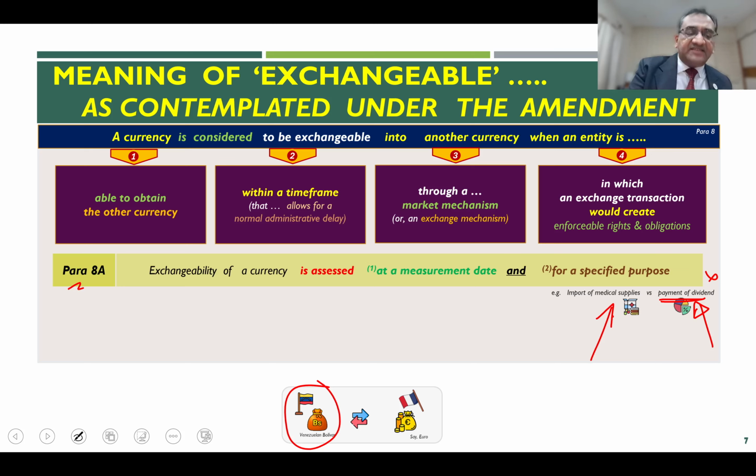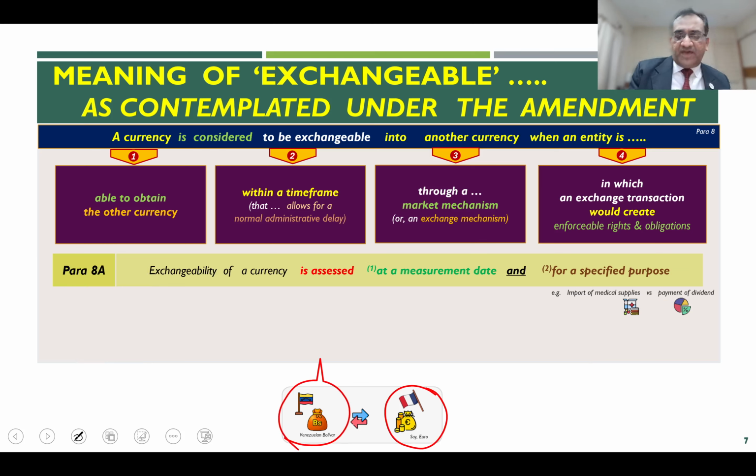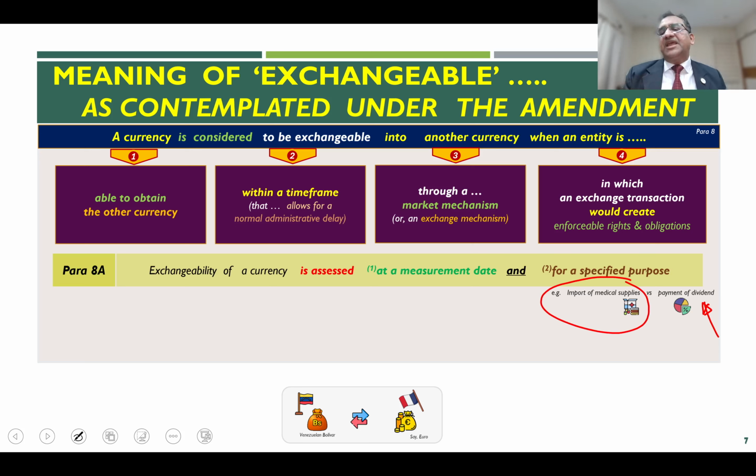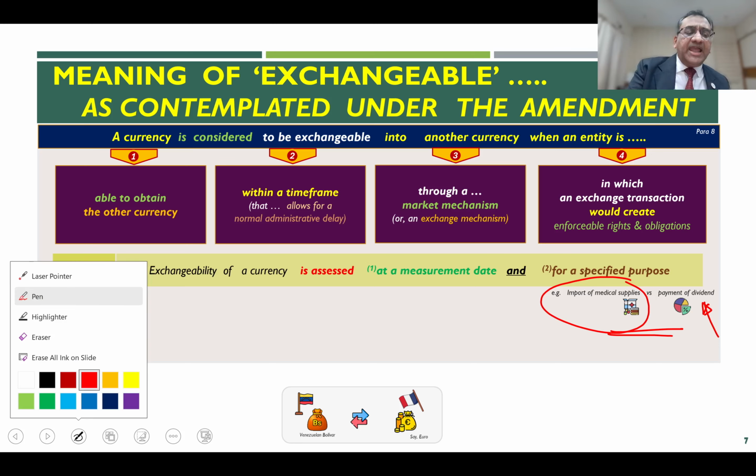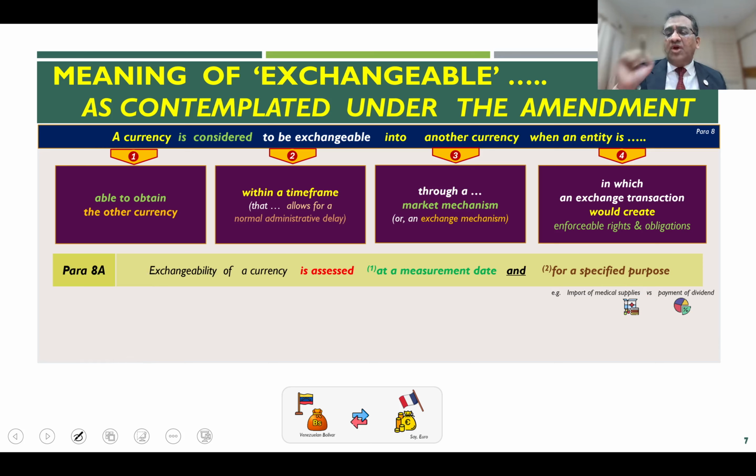Paragraph 8A says that when you are assessing whether, in our example, the euro is exchangeable into Bolivar, you have to assess this exchangeability at the measurement date for the purpose for which you are looking at it. Is it, let us say, for payment of dividend or import of capital goods, or for a permitted purpose like import of medical supplies? Of course, we will deal with it in more granular detail in this session, and in the next video we will deep dive into various case studies to explain these concepts.